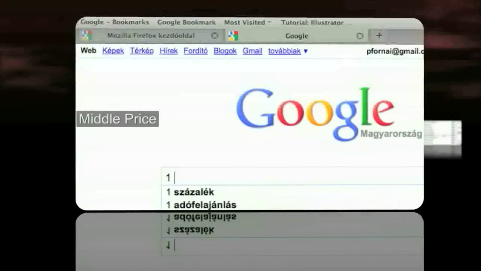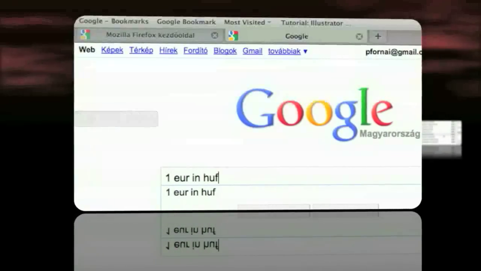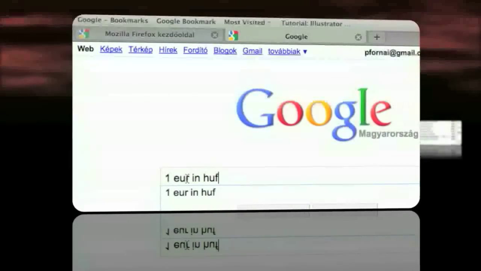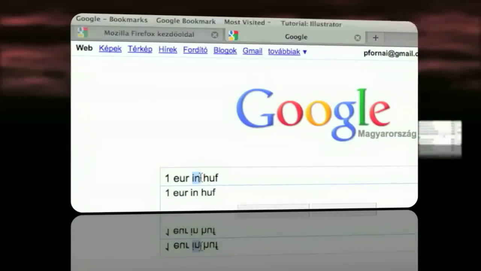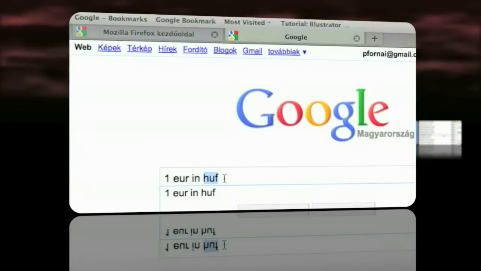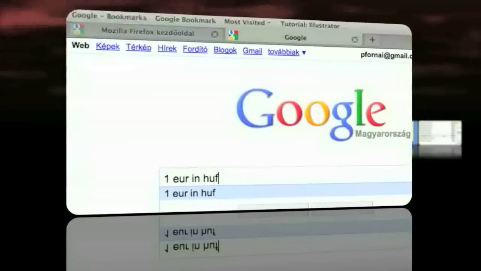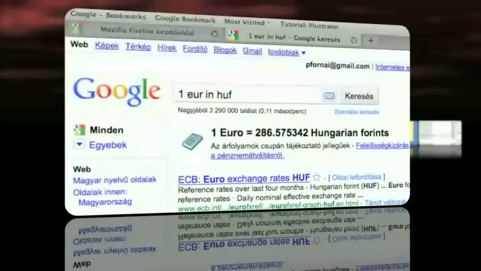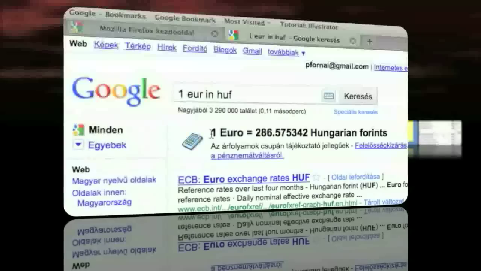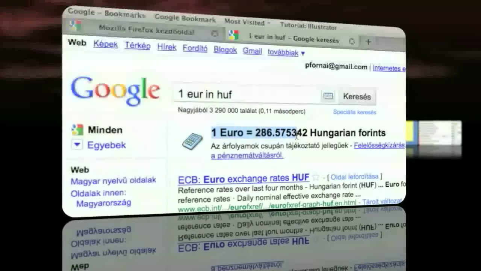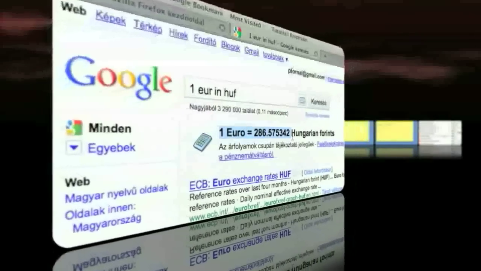In Google, I can enter the term 1 euro in HUF, which will give the middle price of the euro in Hungarian forints. And here is the middle price. 1 euro is 286.5753 Hungarian forints.